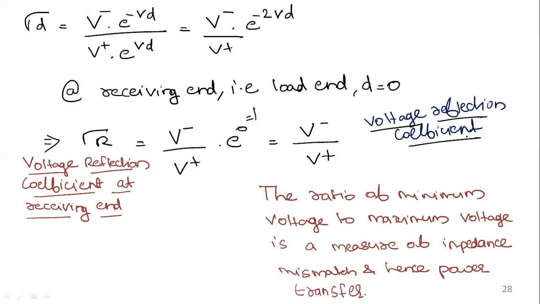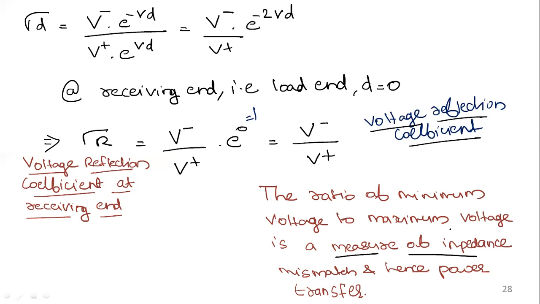So we have reached up to here. Then we can say that the ratio of minimum voltage to maximum voltage is a measure of the impedance mismatch. The amount of power being transferred depends upon the impedance of the line. We are talking about a transmission line, so power is being transmitted from the sending end, which may be from a substation or something.